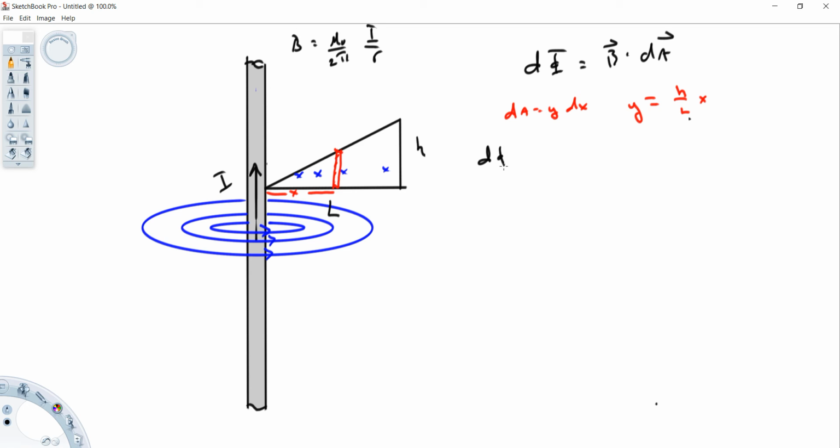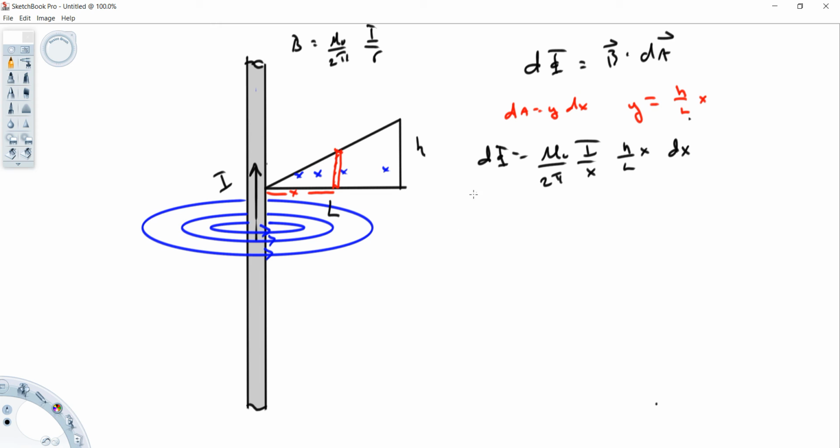The flux through this red area would be equal to the magnetic field at that location, mu sub O over 2 pi, I over x, because I've now defined this distance as x, times the area of the rectangle, which is its length, h over L times x, times the thickness, dx. The angle between the magnetic field and the dA vectors is 0, and cosine of 0 is 1.